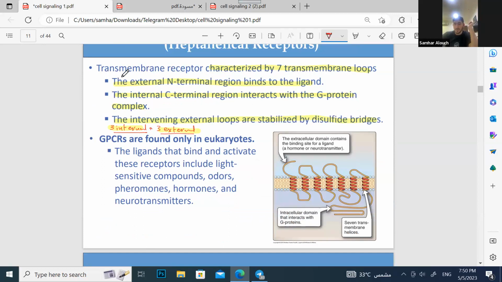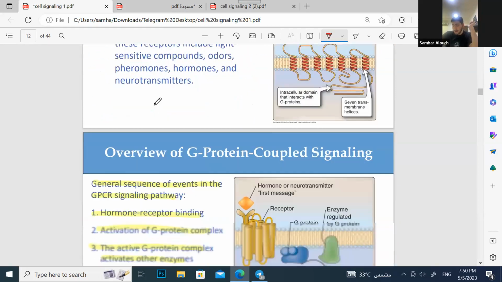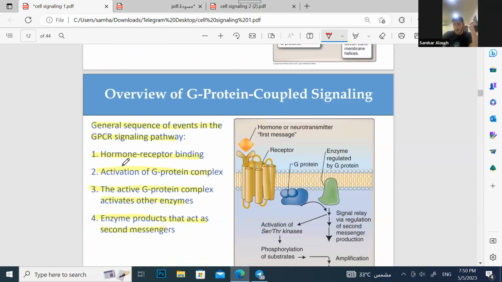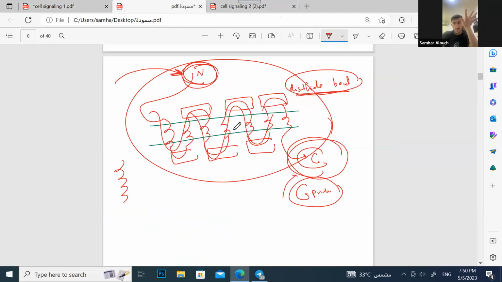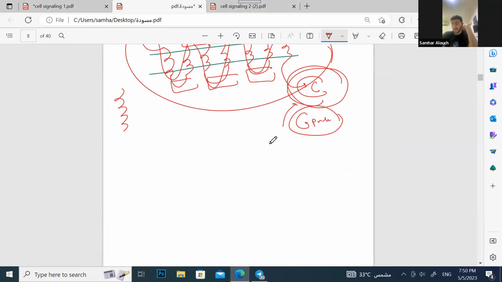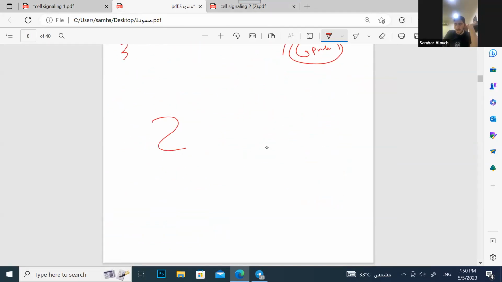It's 7 transmembrane loops, extra N terminal binds the ligand, C-terminal binds the G protein, 3 internal, 3 external, stabilized by disulfide bond, and that's all I mentioned. And let's now, this is the receptor, okay? 7 helicals, N-terminal, C-terminal, disulfide bond, and whatever. We said that at the C-terminal, this is the C-terminal, okay, and this is the 7 things. At the C-terminal, we have G protein coupled to it.